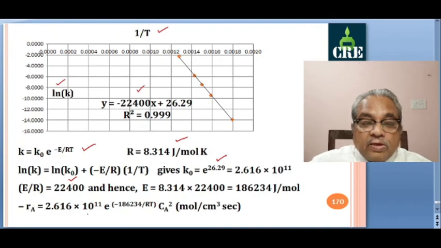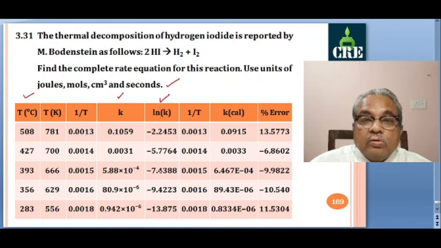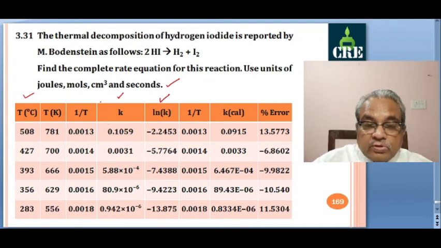So minus Ra is equal to K0 into e raised to minus E by RT, which we have substituted, into CA square. So this will be the complete rate equation for this particular reaction.